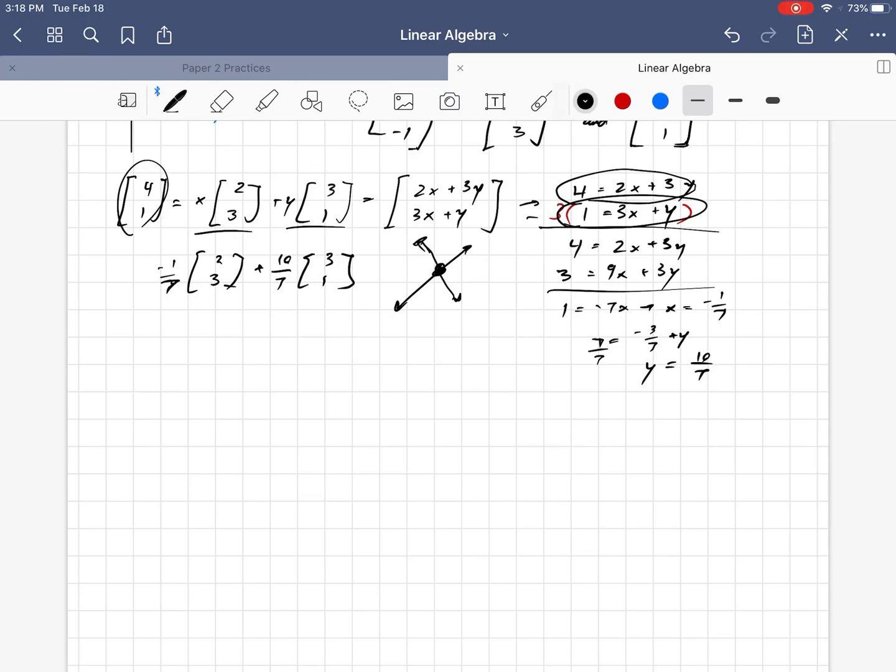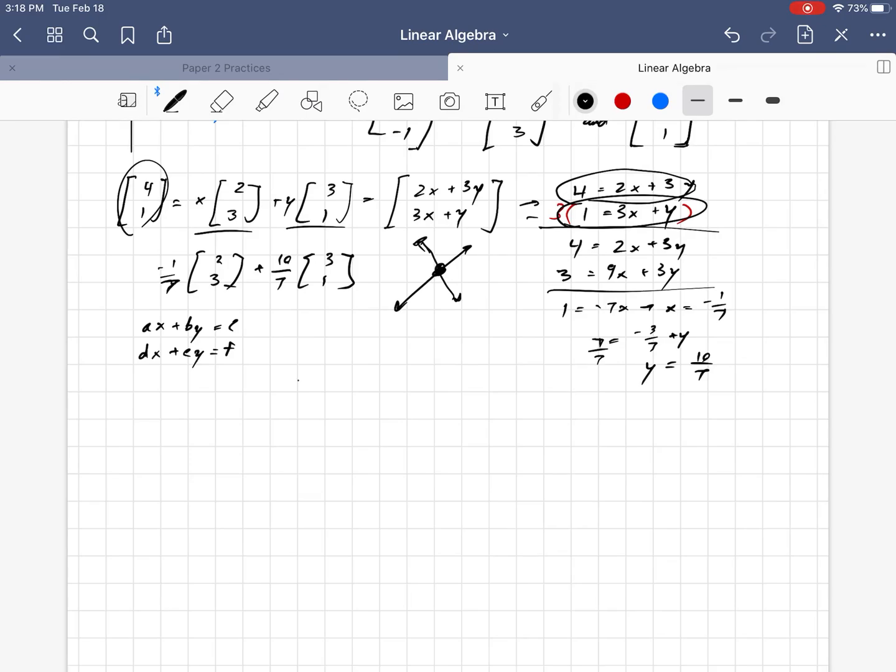So what this means is that any equation of the form ax plus by equals c and dx plus ey is equal to f will, if it has a solution, have exactly one solution by the geometry of the equations.